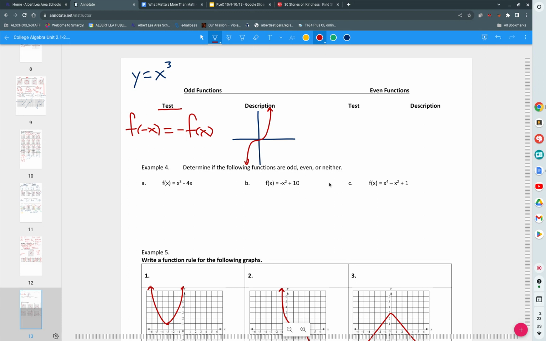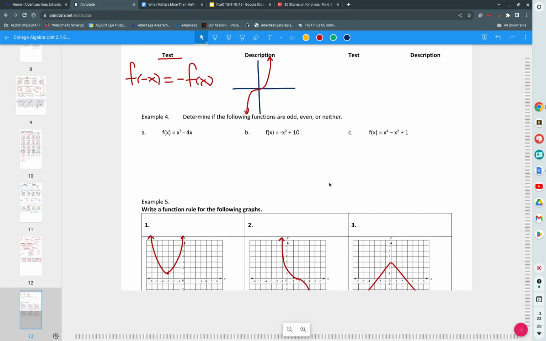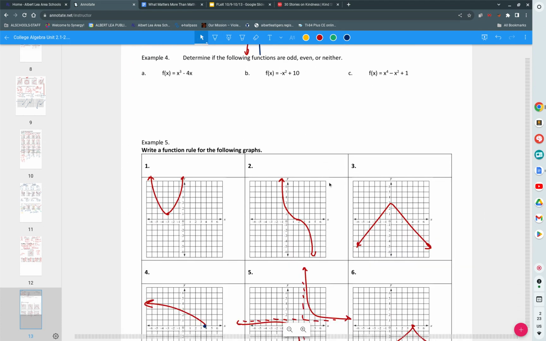Now, we practiced this a little bit before. We're going to use this a couple more times throughout the year. Very important that you see this take place. Let's look at this first one. Notice that the exponent is 3 and the other exponent is 1. This tells you ahead of time that it's going to be odd. But we need to show that it's odd.